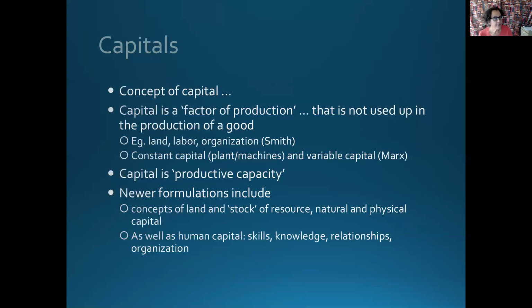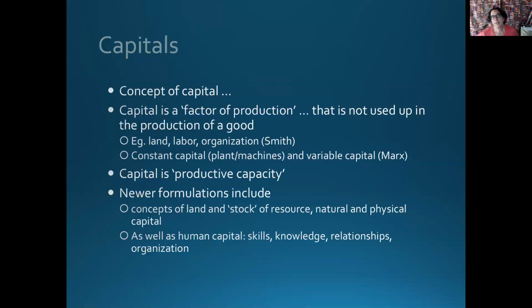Newer ideas of capitals include concepts of land and the stock of a natural resource. So we have natural capital and physical capital. Physical capital, for example, could be land. Now we're changing land from where Adam Smith has it as a separate category into something that has its own productive capacity. And we also have human capital: skills, knowledge, relationships, and organization.